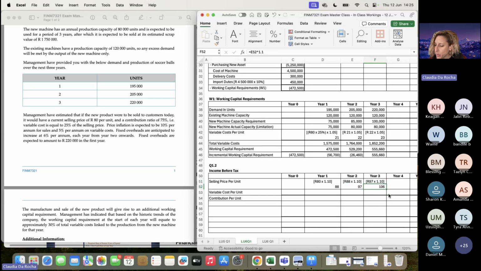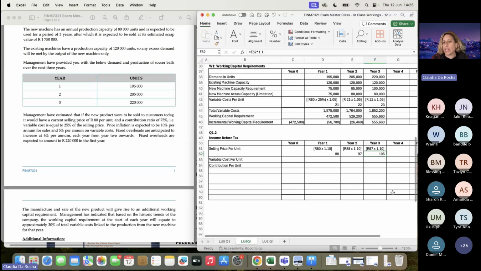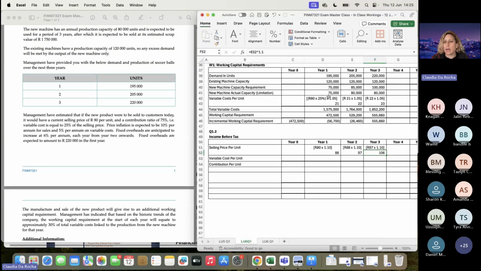So that will be our selling price. Obviously, it's rounded here. You can show decimals with pleasure. I've just decided to show it as rounded, which is fine, not an issue.